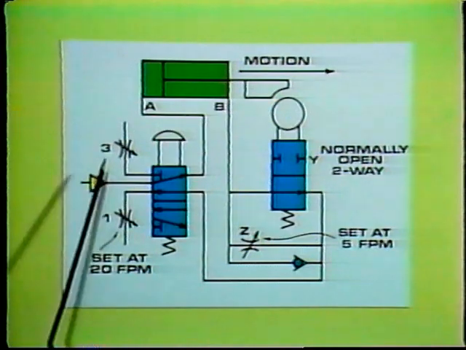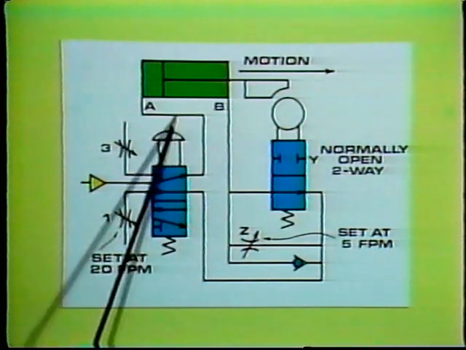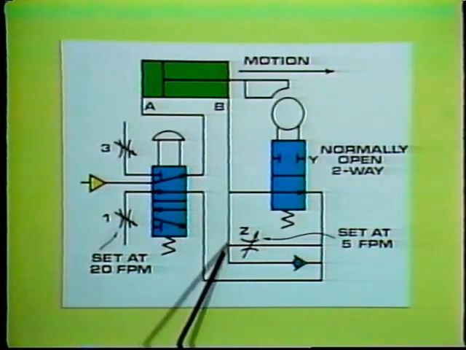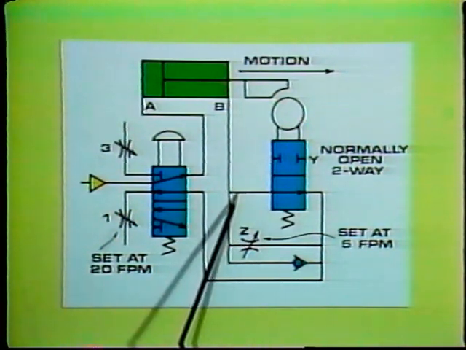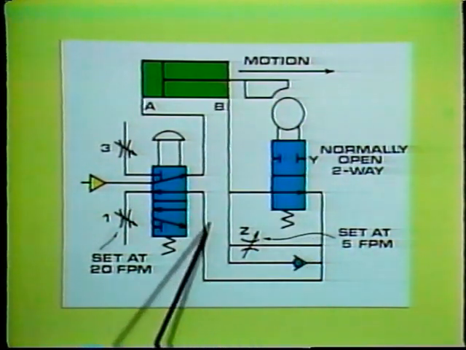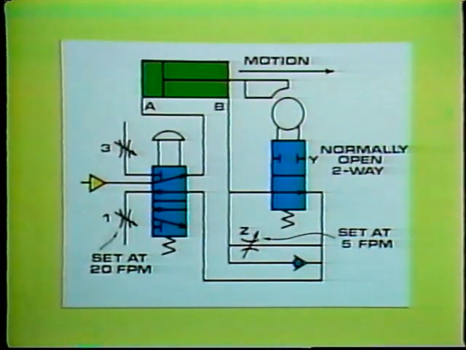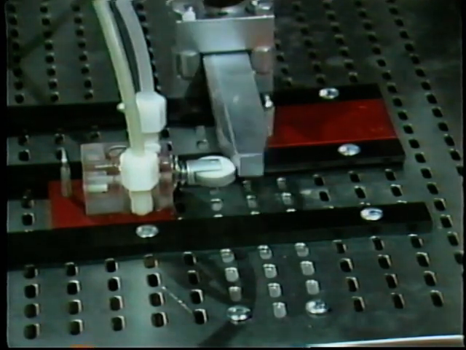When the circuit is energized, the spring-loaded directional control valve is positioned so that air is directed to the A port of the cylinder. Some of the air exhausting from port B passes through this needle valve, Z, but most of it passes through the normally open cam valve here, and then exhausts the system through needle valve 1 here. This valve has been set to the proper flow rate to give the desired fast forward cylinder extension speed of 20 feet per minute. The first 5 inches of extension is the fast forward portion of the cycle.